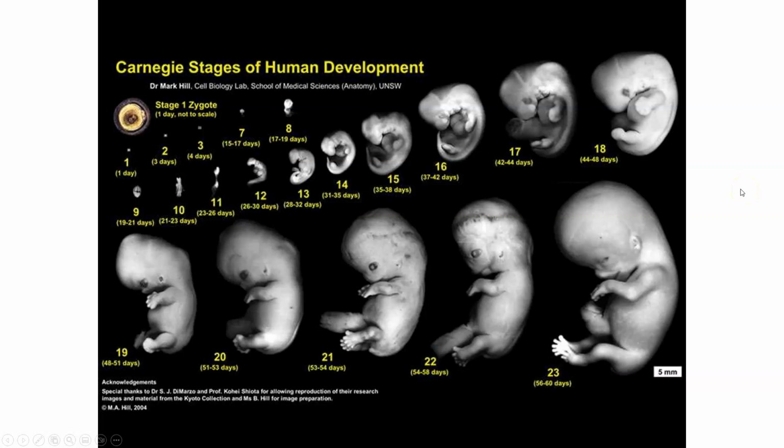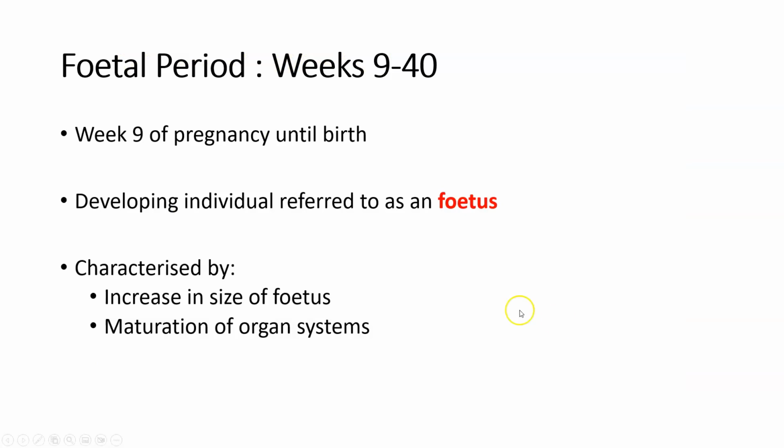Just for reference, this is the stages of human development, and you can see here, through here, and up through here, this is the embryo development. And then at the bottom, we're starting to look more like a fetus. So the fetal period is in week 9 of pregnancy, right up until birth, which is roughly about the 40th week. Now, during the fetal period, we are referring to the developing individual as a fetus. And this is characterized by an increase in size of the fetus and maturation of organs. Now, notice the word maturation here. So the organs are maturing, they've been built and laid down in the embryonic phase.